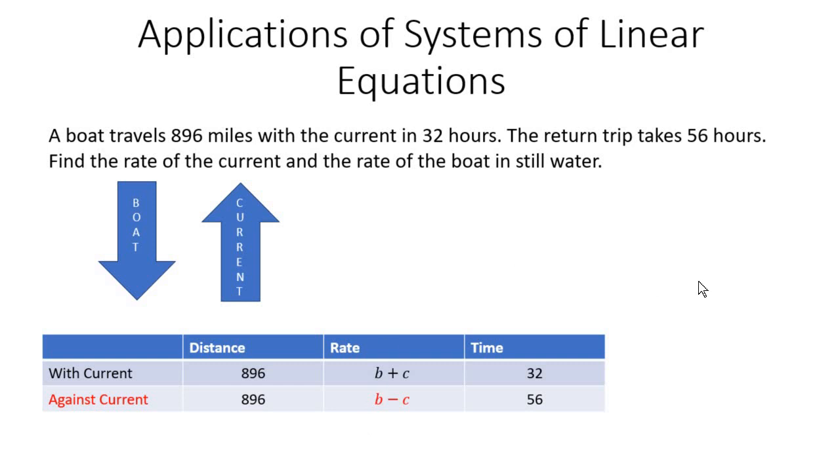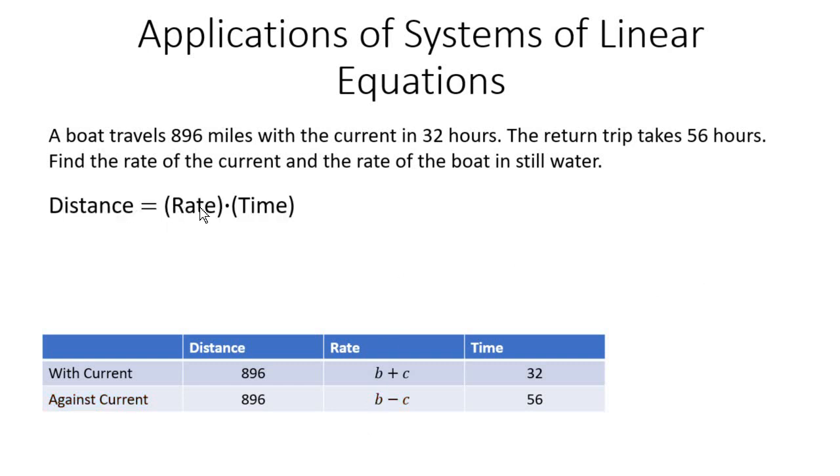I remember the formula that says distance is equal to rate times time. I have here a column of distances, a column of rates, and a column of times. So I'm going to take each row, and each row is going to be an equation. The first row: 896 is the distance, is equal to the rate of B plus C, that's the boat's rate plus the current's rate, multiplied by the time of 32 hours.